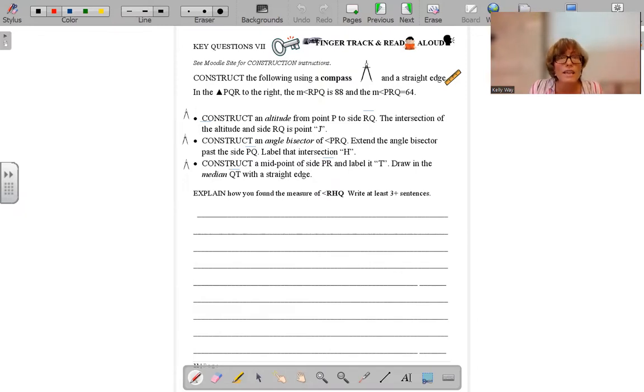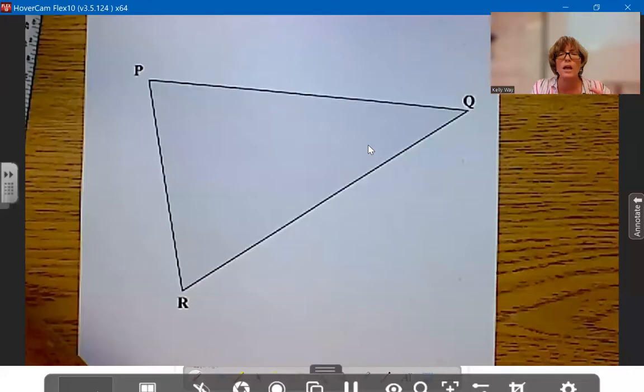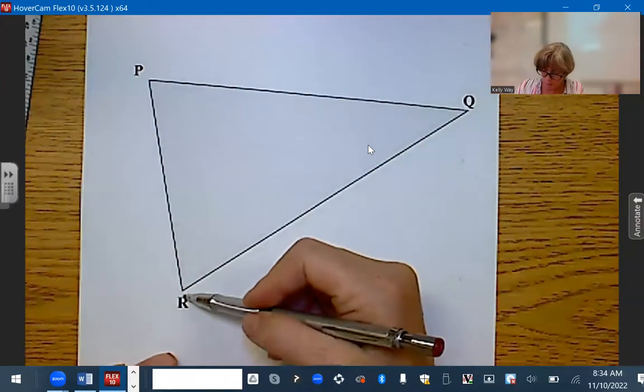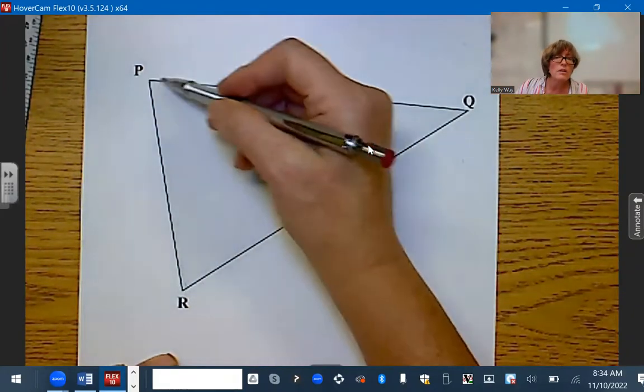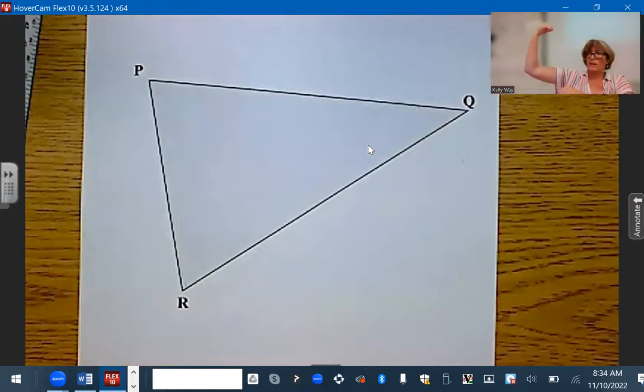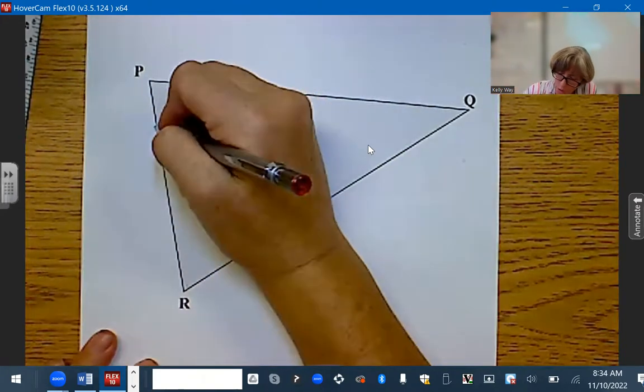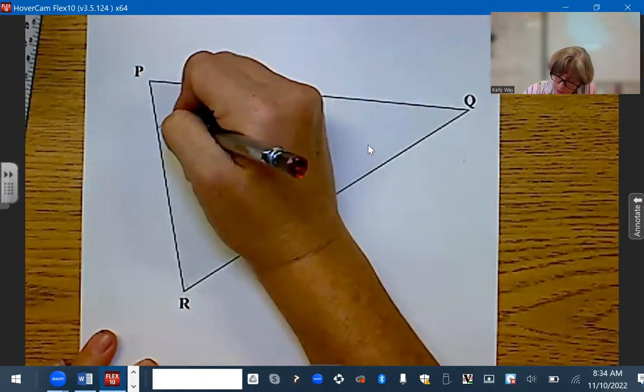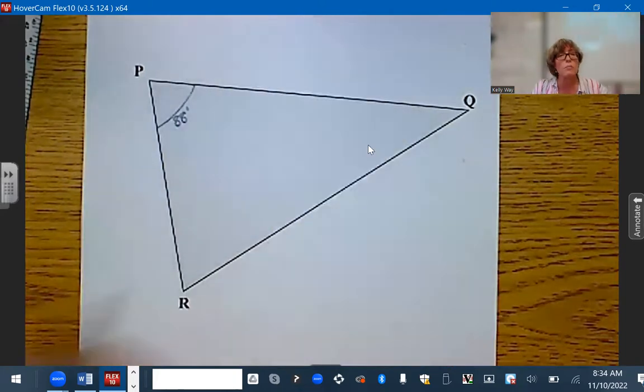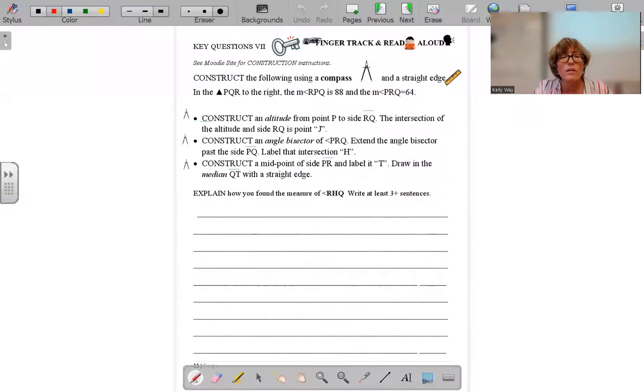First off, it says in this triangle to the right, the measure of angle RPQ is 88. So you want to trace and sweep angle RPQ. That's like this, like a muscle. RPQ, you sweep at the elbow. So you're told that this angle is 88 degrees. Make sure you put that in the right place.